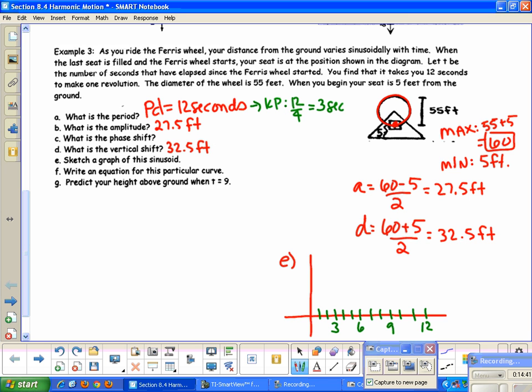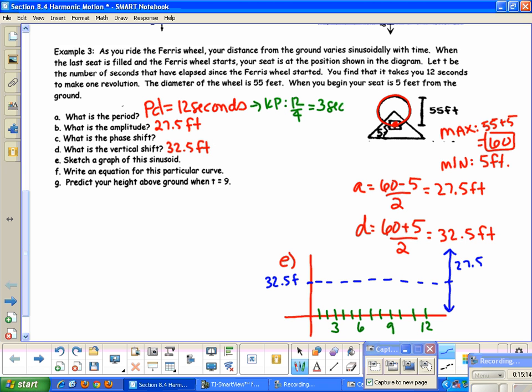I also know what my amplitude is and what my vertical shift is, so I'm going to write my vertical shift in right here. So my vertical shift, we said, was 32.5 feet, and my amplitude is 27.5 feet. So that means I'm going to go up this way and also down this way, a distance of 27.5 feet from my axis. We actually call this the axis of oscillation because that's the axis that we're going back and forth in between. Now for this, I have to figure out where I'm starting though.